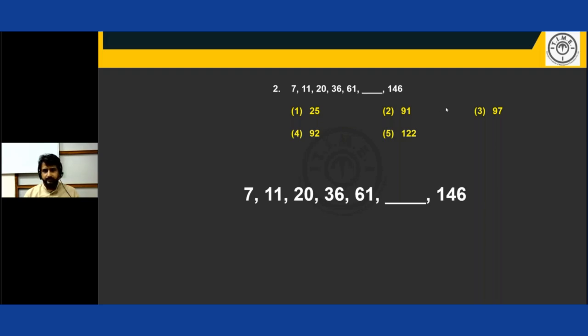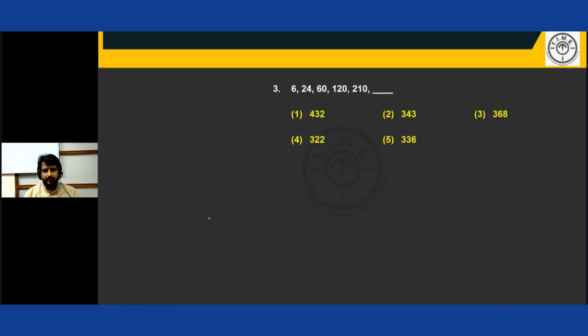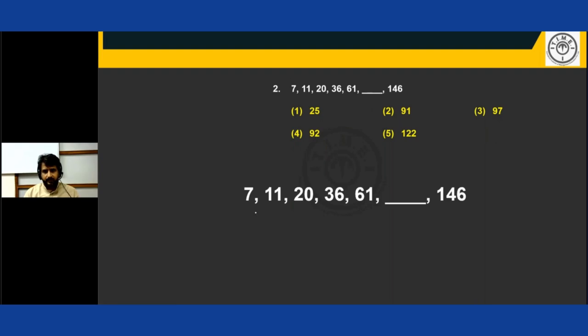Right? Vaidya and Shreyansh, your answers are absolutely right. And the correct answer is 97. So what is the logic here? Simple. 7 and 11, plus 4. 11 and 20, plus 9. 20 and 36, plus 16. 36 and 61, plus 25.